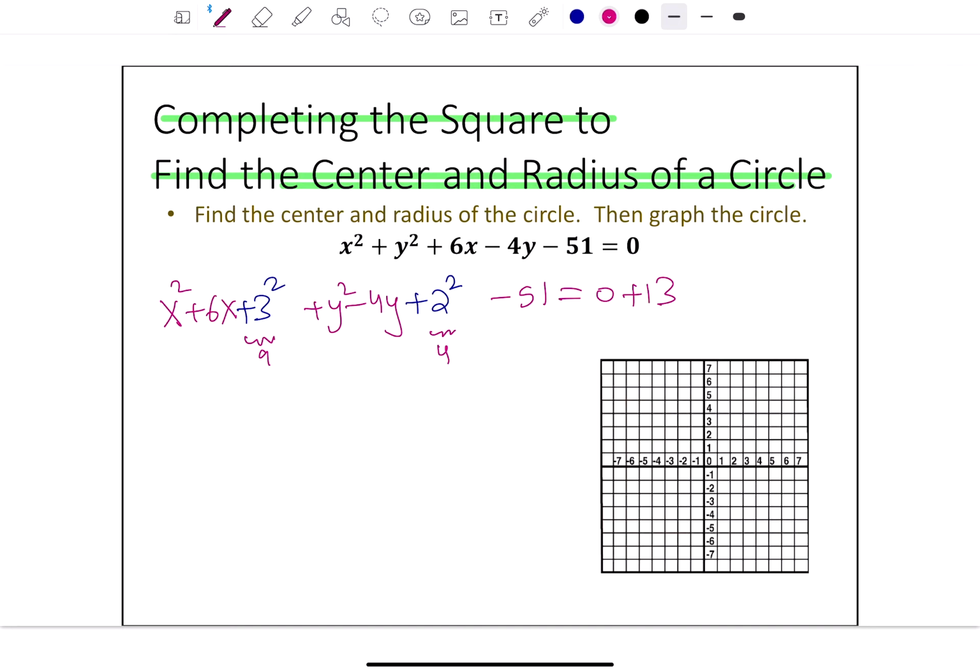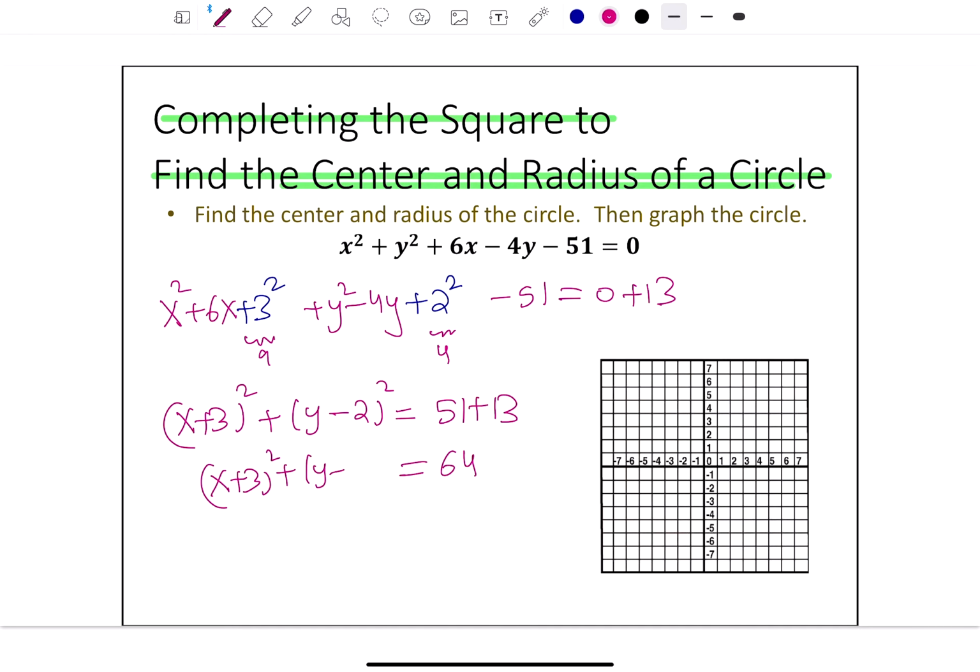So when I complete the square, this becomes x plus 3 squared plus y minus 2 squared equals, moving 51 to the other side, plus 13. That leaves me with 64. x plus 3 squared plus y minus 2 squared equals 64. Now the center here is going to be negative 3, 2, and the radius is going to be 8. So center is negative 3, 2. x is negative 3, y is positive 2, which is here, and the radius is going to be 8.